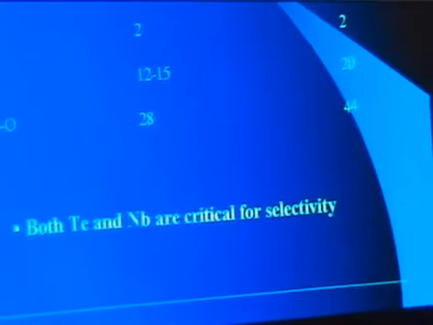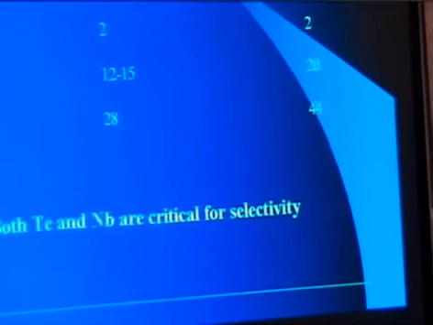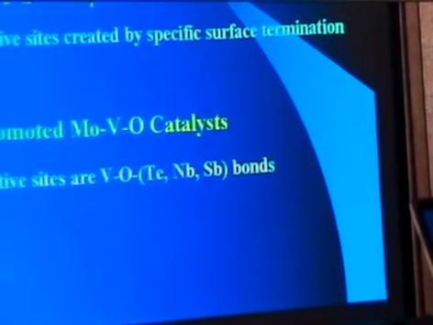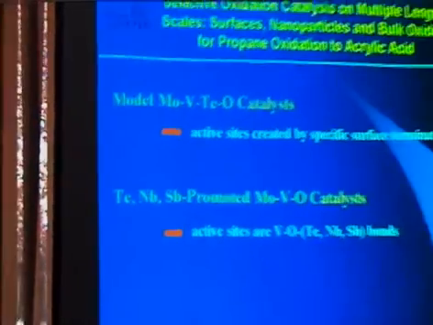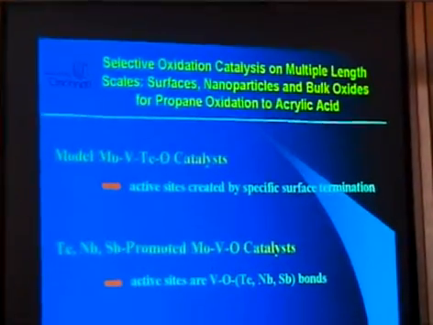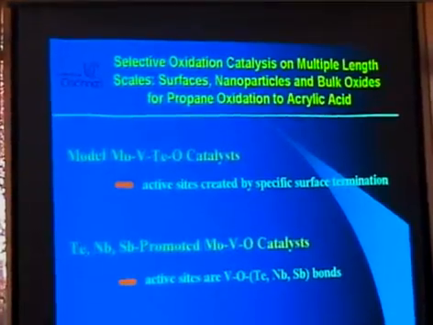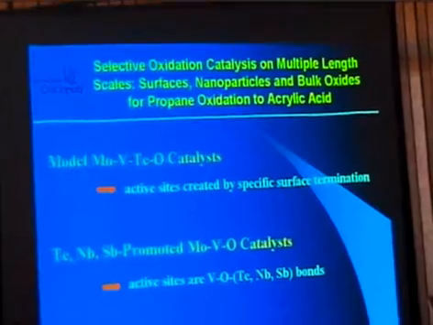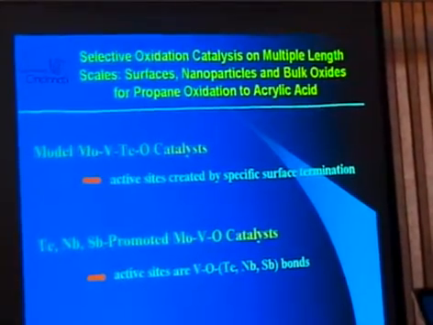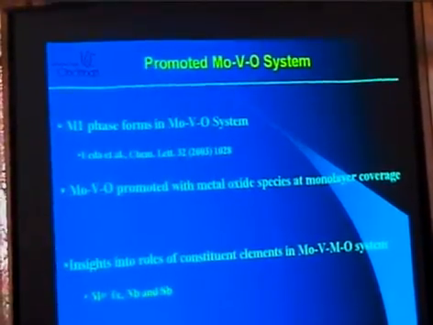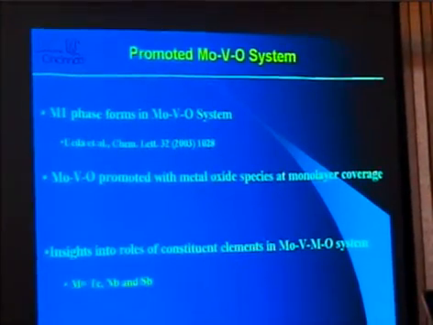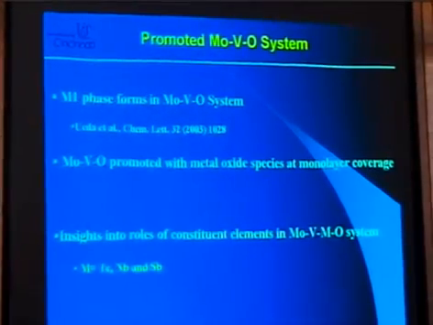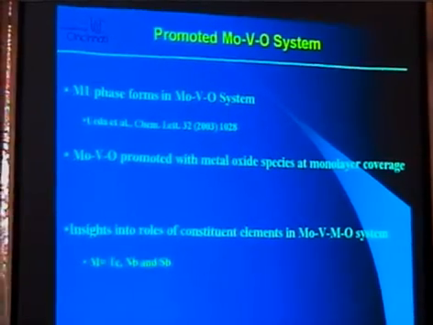By contrast with this study, what we decided to do is employ the same basic binary molybdenum vanadium catalyst and simply modify the surface chemistry by incipient impregnation, and look at the effect of these surface promoters, present in submonolayer concentrations, on the ability of the system to oxidize propane to acrylic acid. So again, what we utilized is the M1 phase that was formed in the binary molybdenum vanadium system.